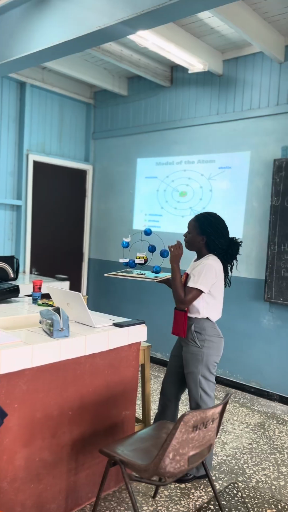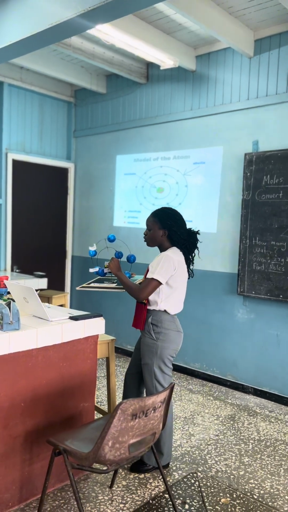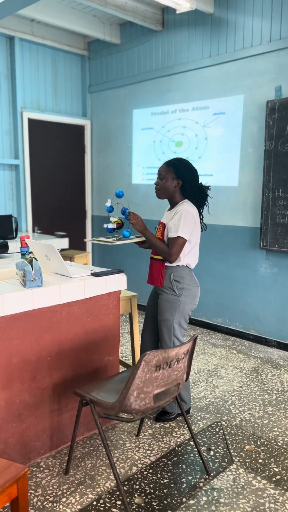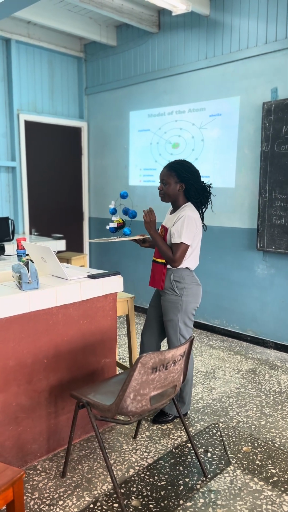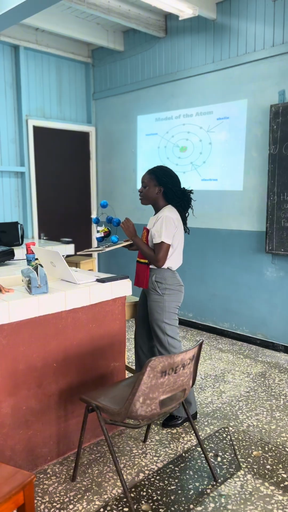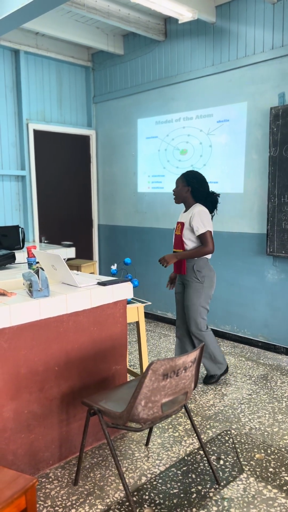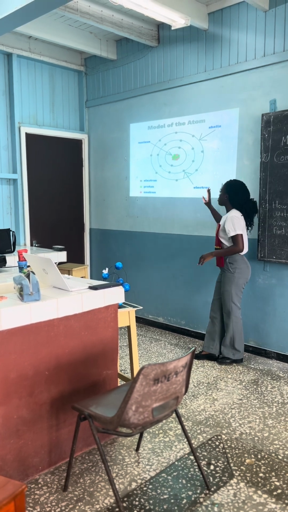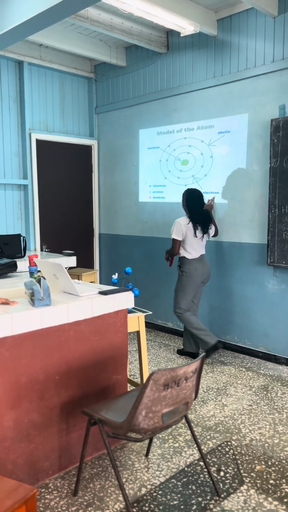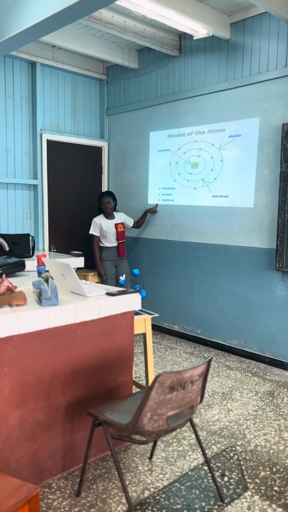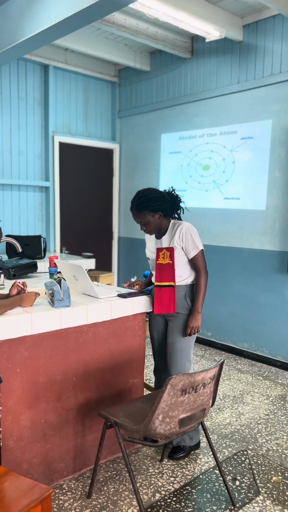Now the protons, the neutrons, and the electrons are called subatomic particles. So please write that down. The protons, the neutrons, and the electrons are called subatomic particles, and they're also labeled here: the electrons, and the nucleus, which has the protons and the neutrons. Follow it? Good.